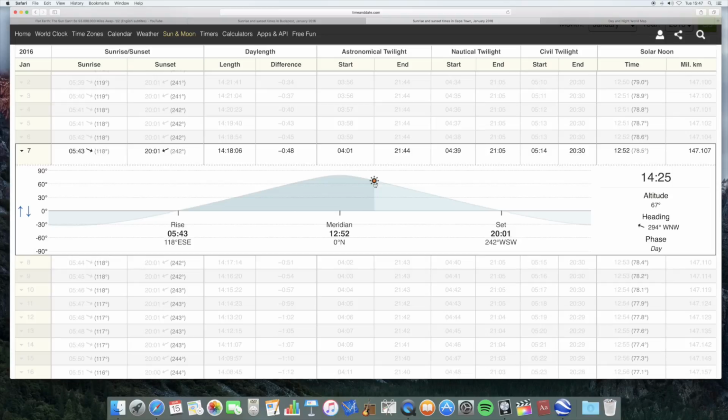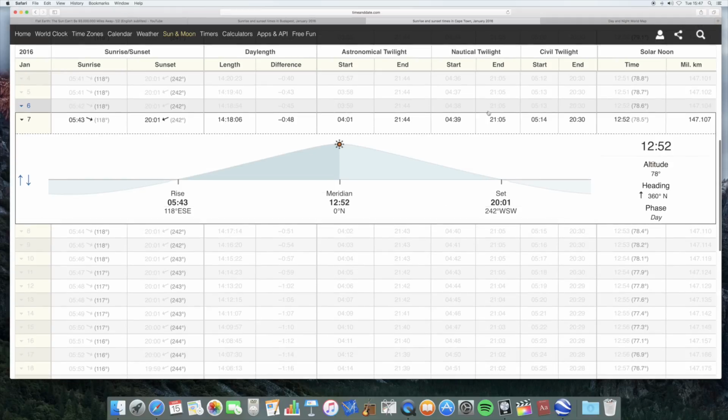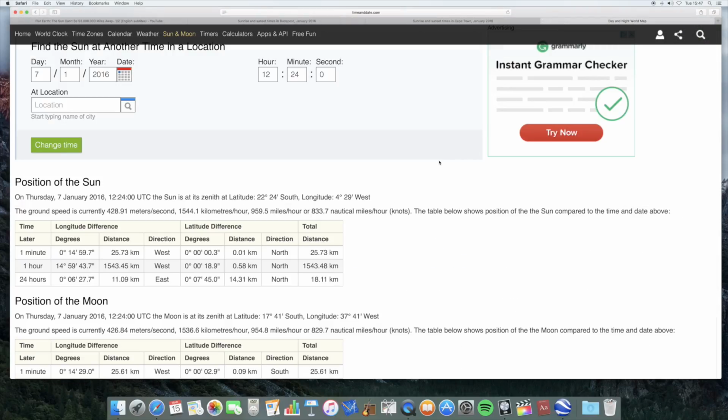Now, what we need to do this properly is to know exactly where the sun is. And you can get that again from time and date. But you need to put the time in UTC, which is Coordinated Universal Time.